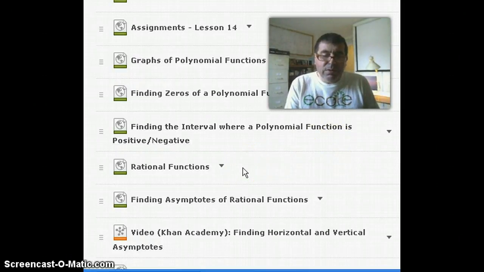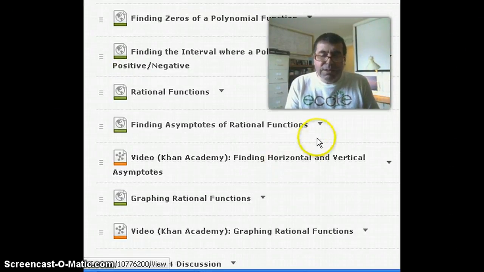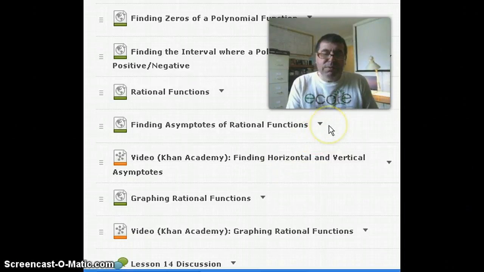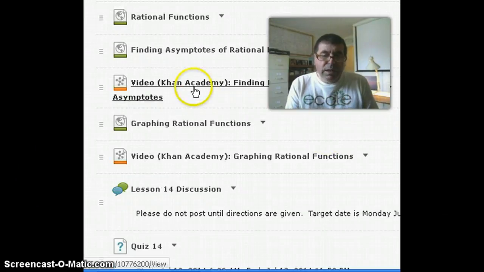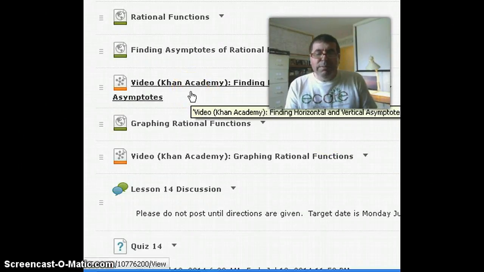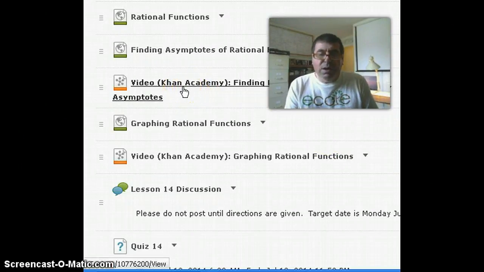Here we have a rational function, so like 1 over x, where you have a fraction and you have variables on the top and the bottom. This is talking about asymptotes of rational functions. So remember, the denominator cannot equal 0. This Khan Academy video on finding horizontal and vertical asymptotes really is a very good video. I urge you to look at it.